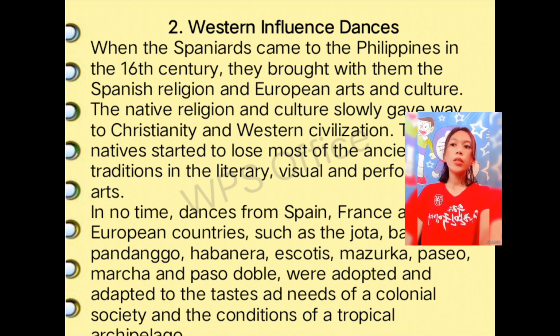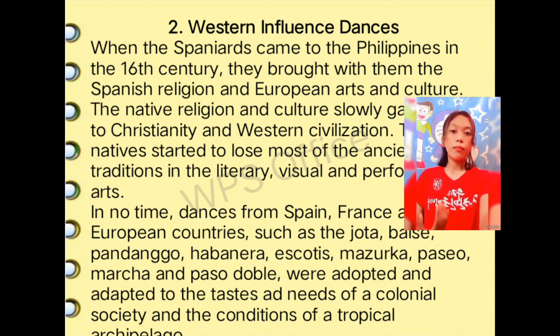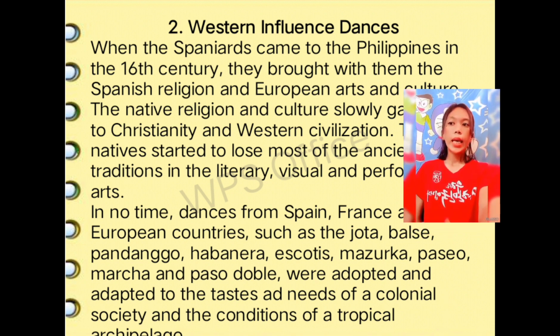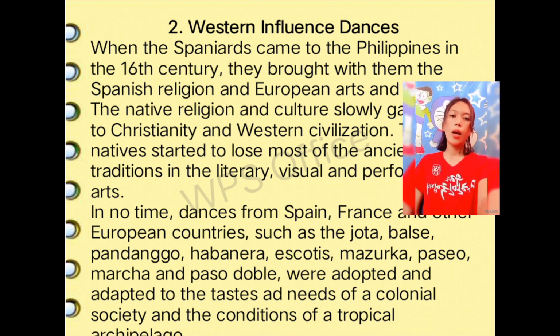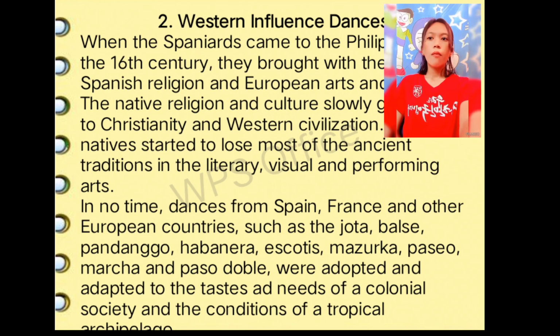So, the natives started to lose most of their traditions by literary, visual, and performing arts. Dances from Spain, France, and other European countries such as the Jota, Balse, Pandango, Habanera, Escotis, Mazurka, Pasyo, Marcha, and Paso Doble were adapted to the conditions of a colonial society and the tropical archipelago.